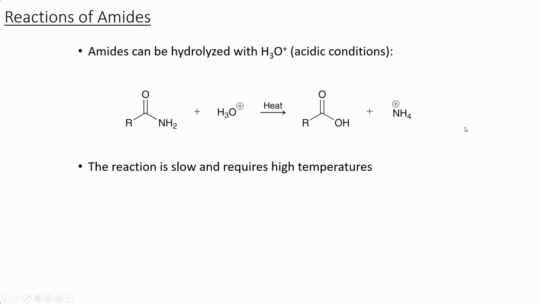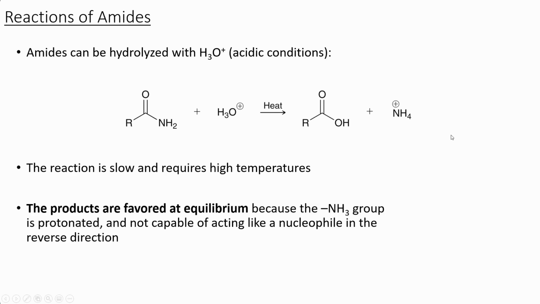We can also hydrolyze an amide with acid using heat and acid, but it's a slow reaction that requires high temperatures. The products for this reaction are favored at equilibrium because the ammonia group is protonated and not capable of acting like a nucleophile to reverse the reaction. So over time, we will be able to fully convert our amide into a carboxylic acid using these conditions.